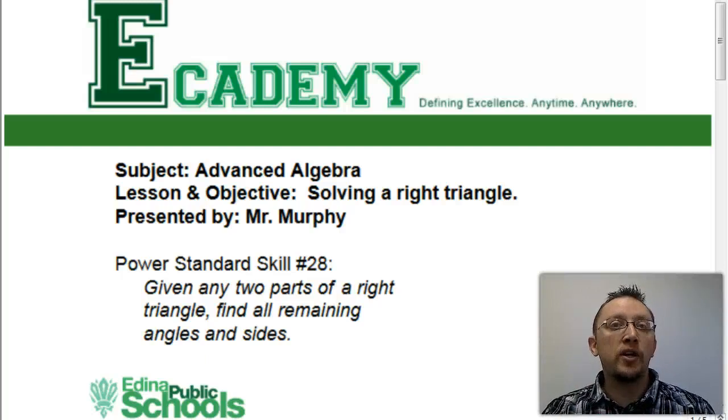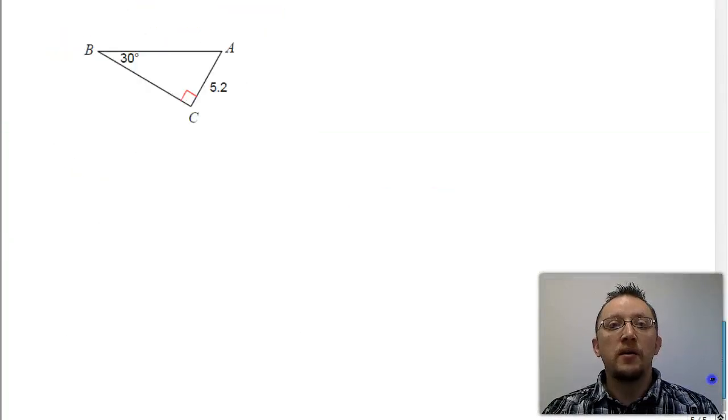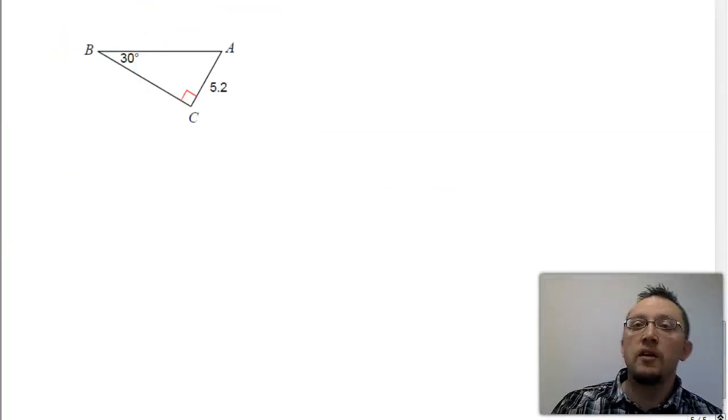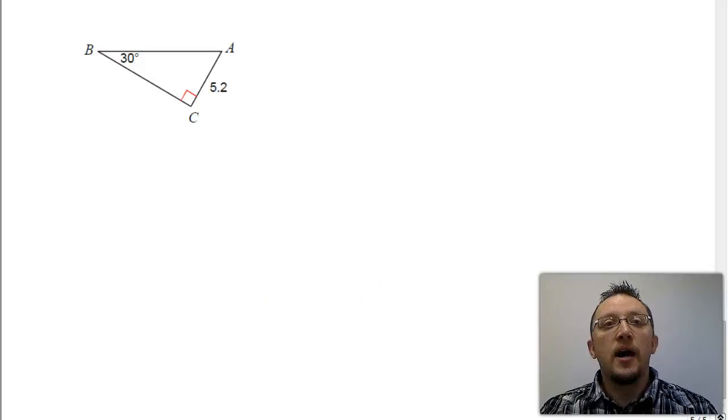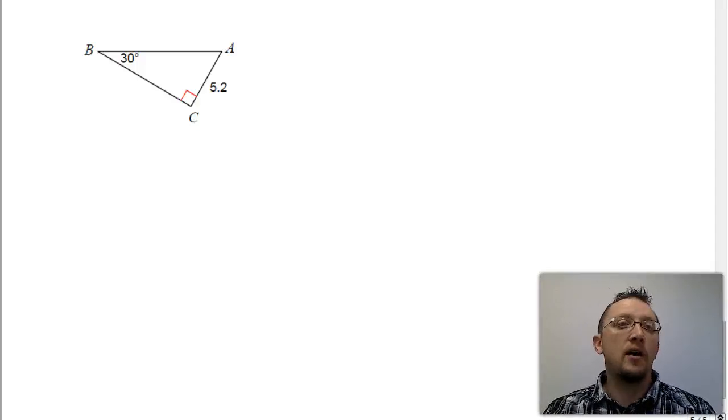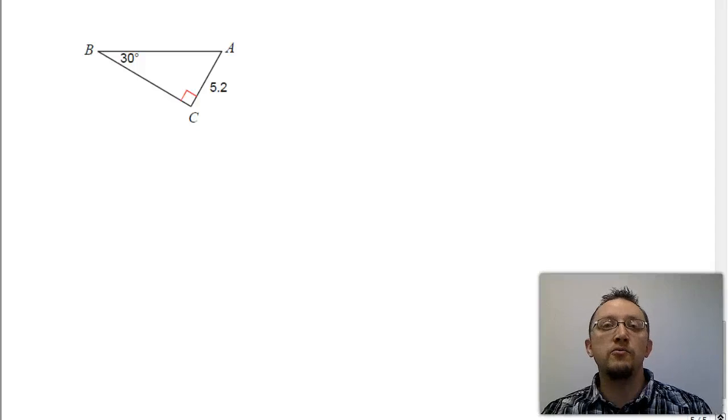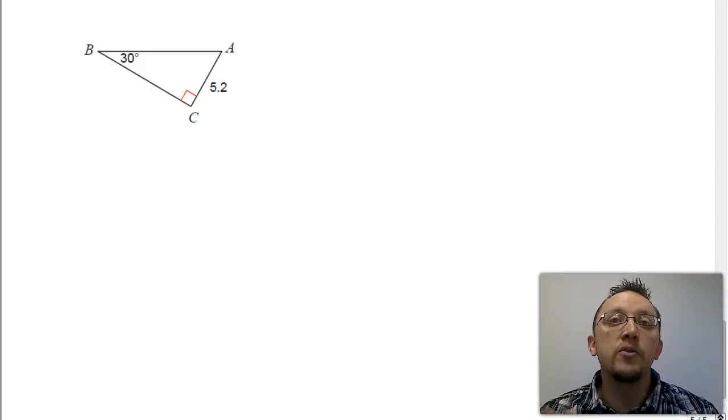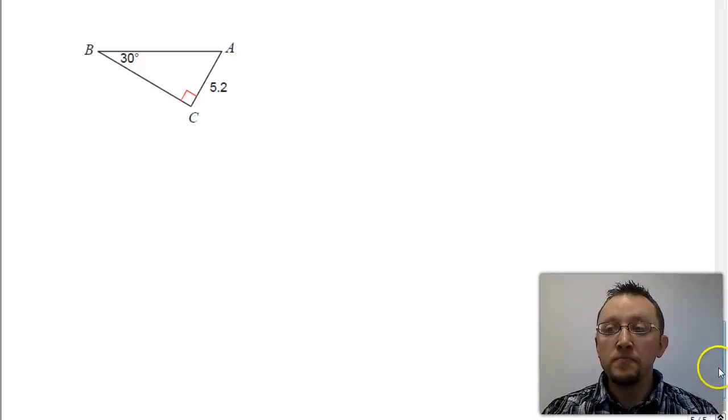But first, let's look at some examples of things that you're going to be solving on your own. This is an example of a right triangle that you would be solving on your own. Notice they give us one of the angles, 30 degrees, and one of the sides, 5.2, and we're going to have to find the measure of the other angle, angle A, and the other two sides. But how do we do that? Well, there are some things that we need to know about.